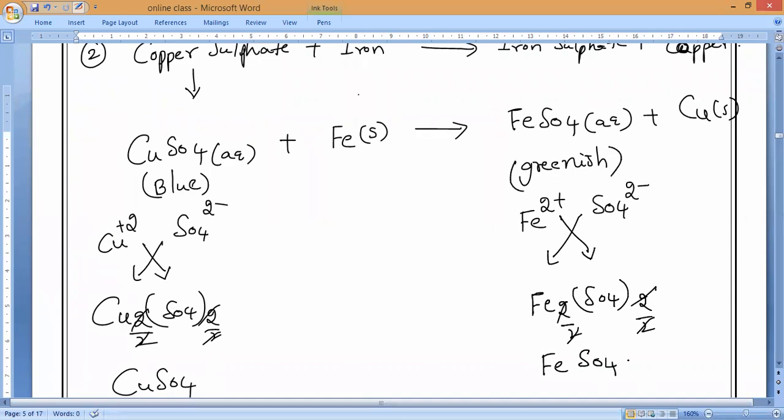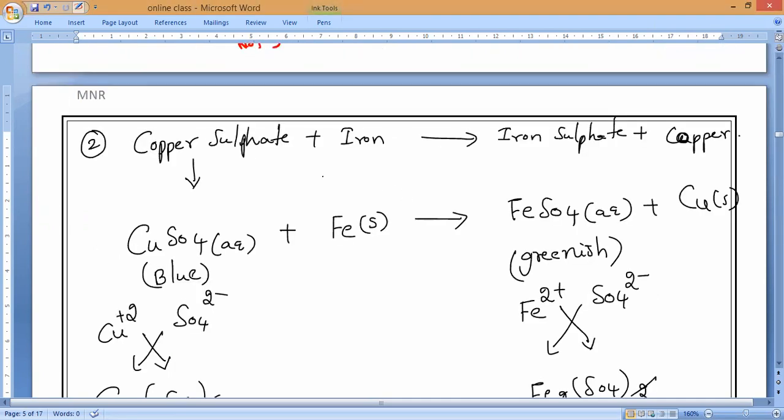Blue color to greenish color. It is the change in color. Is it an example of that or not? Yes or no? It is the example of changing color, a change in color. Any doubt, anybody? Clear? Very good. That is next.